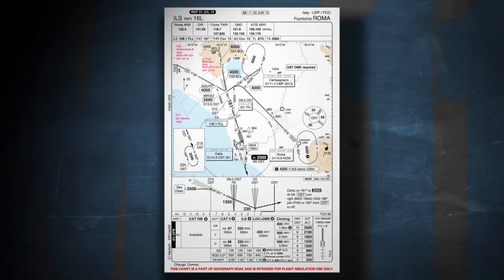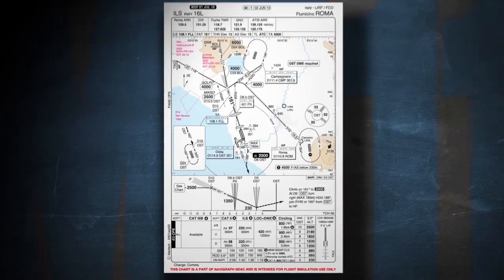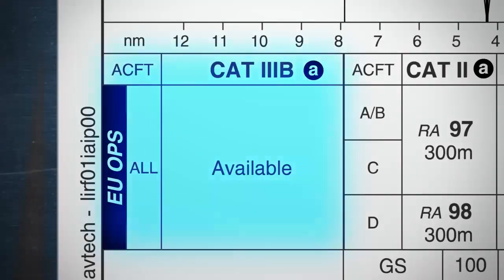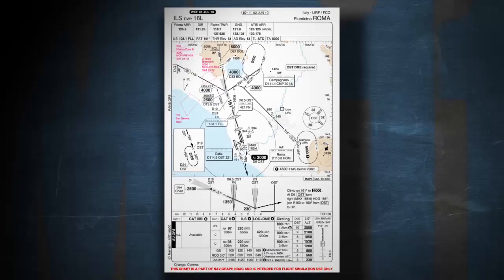ILS approaches can be defined by category, and in the last section, the hand-flown ILS, we flew a Category 1 approach, which allows for a decision height not lower than 200 feet and visibility minimum 800 meters. Now, Category 3 Bravo permits an approach with no decision height and runway visual range of no less than 75 meters. It is a common misconception that Cat 3 Charlie, or Cat 3C, is used for automatic landings, but it is not actually operational yet anywhere in the world.